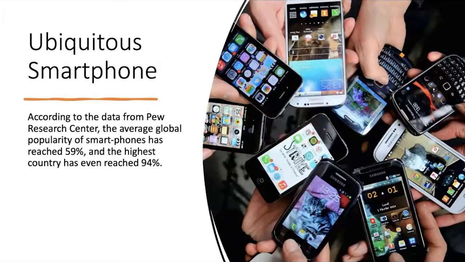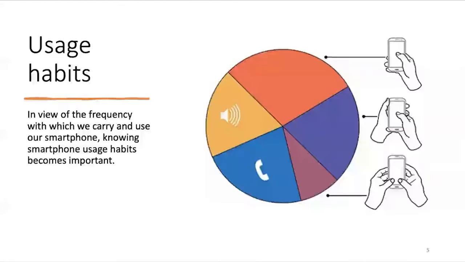According to the data from Pew Research Center, the average global popularity of smartphones has reached about 16%, and the highest country has even reached about 94%. That means almost all of us have a smartphone or even more than one. So in view of the frequency with which we carry and use our smartphones, knowing smartphone usage habits becomes important.